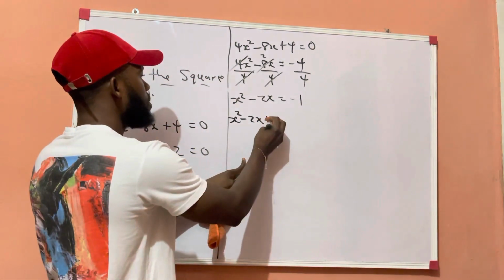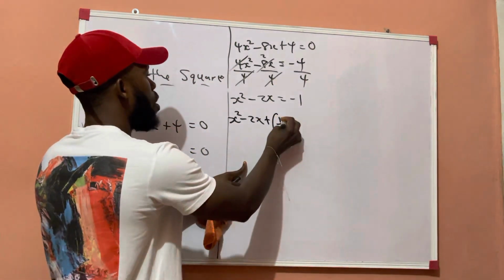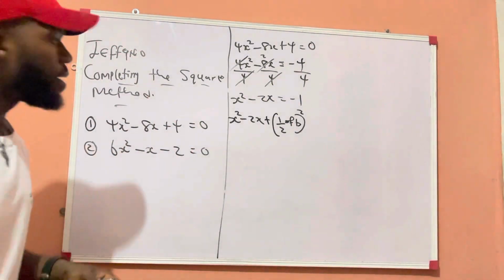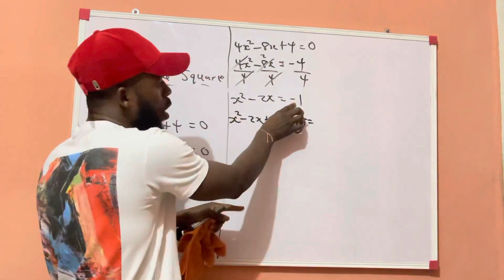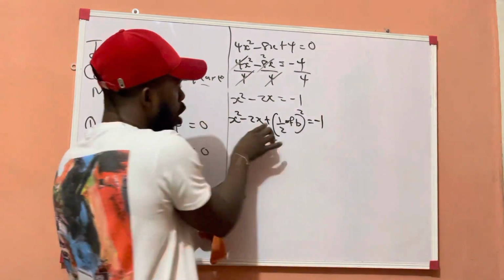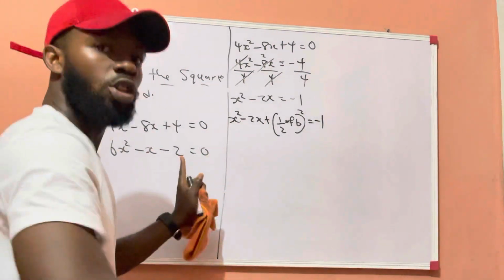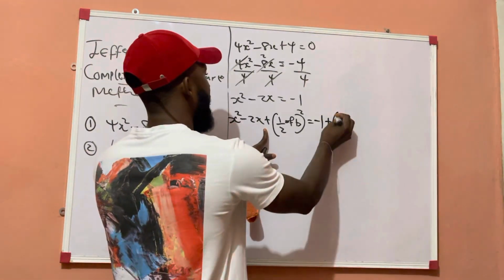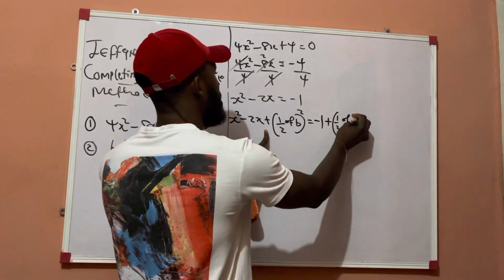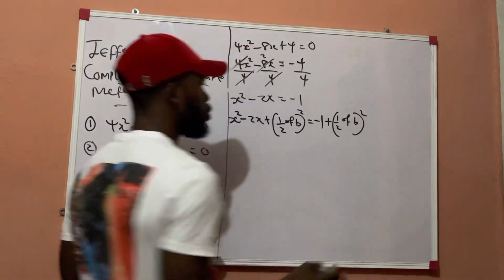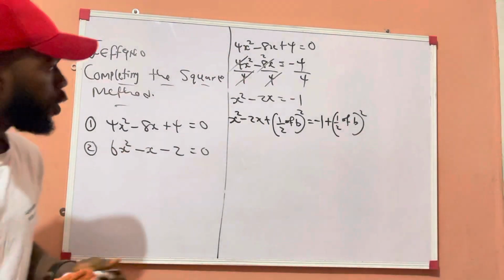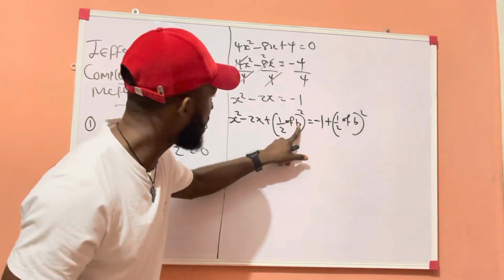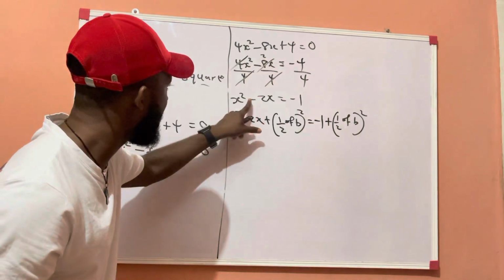Plus half of b raised to the power of 2. Now, equal to, now what do I have here? Minus 1. Also, what you do to the left hand side, you also do to the right hand side. So here I bring plus half of b raised to the power of 2. Now, what do we do? What does of mean? Times. What is our b? You will see that my b here is minus 2.